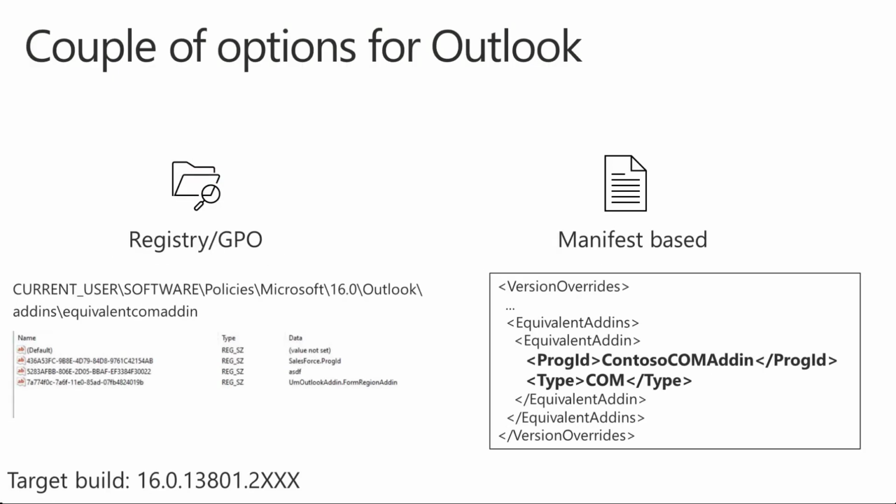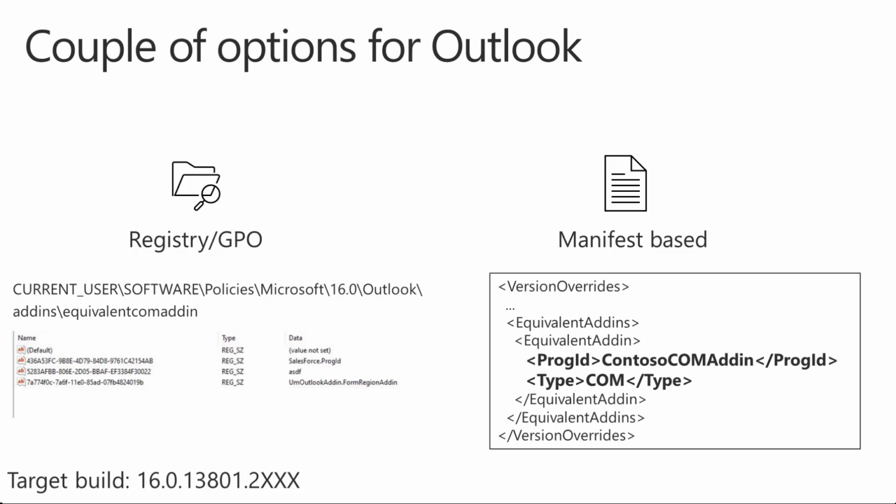So basically, for Outlook, we're going to have a couple of options. We are going to have a manifest-based approach, which is exactly the same as we have today for Word, Excel, and PowerPoint. So you're basically going to have the equivalent add-ins element within the manifest, and you're going to be able to specify the prog ID of the COM add-in you want to suppress if your add-in is installed.